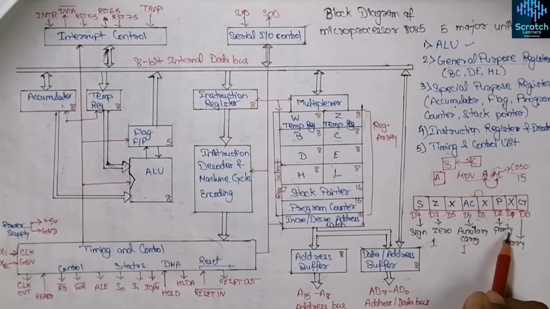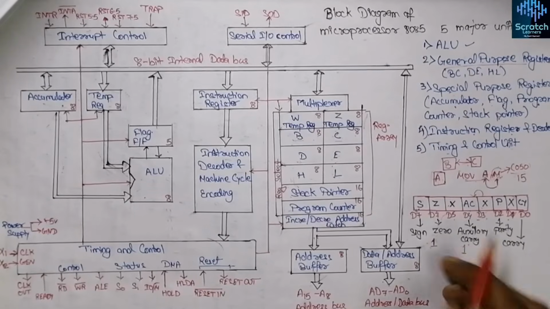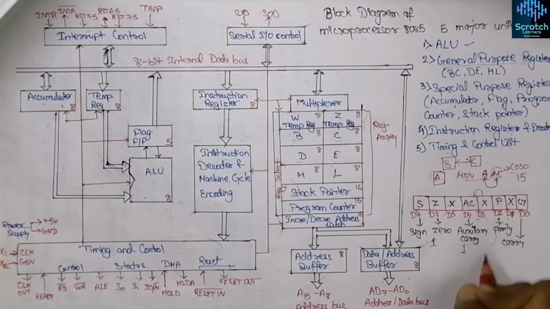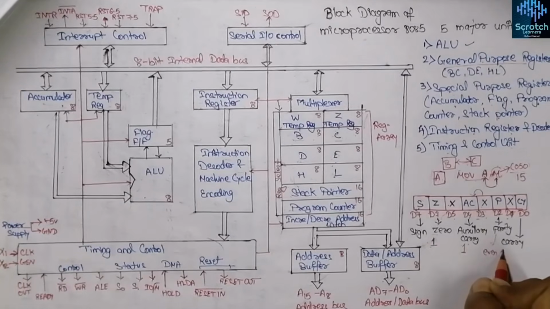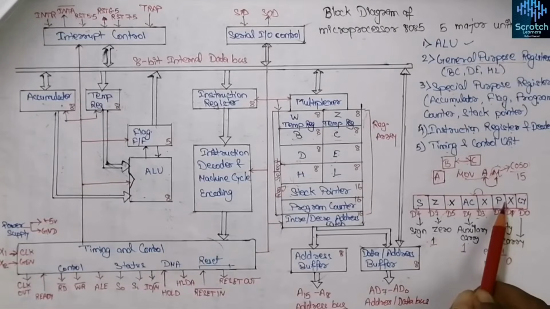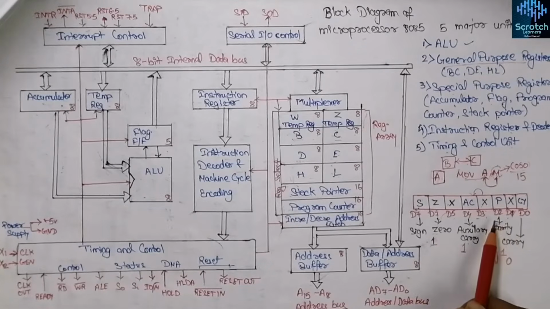Then the next flag is the parity flag. This parity flag is 1 if the content of the accumulator after an arithmetic operation has an even number of ones. So if it has an even number of ones, then we will store 1 there. If it has an odd number of ones, then we will store 0 there.